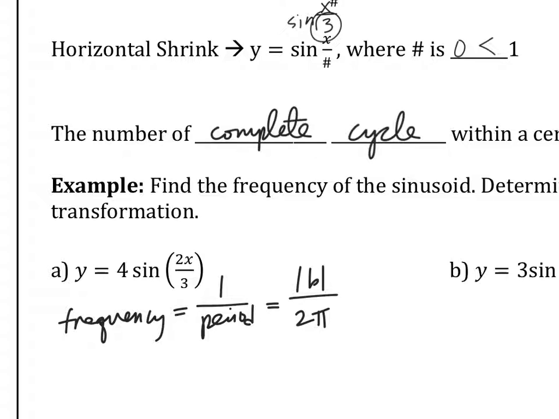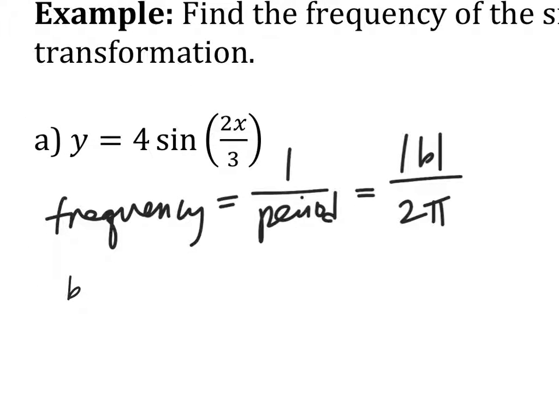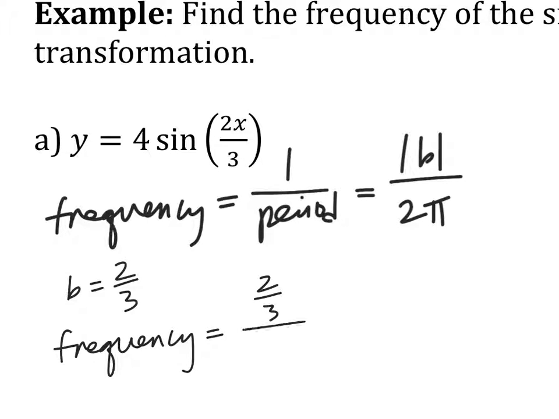All right, let's look at A together. What is B for A? 2/3. B is 2/3. So then we are trying to find frequency. So we take 2/3 divided by 2 pi. So that is 2/3 times 1 over 2 pi. So that is 1 over 3 pi.